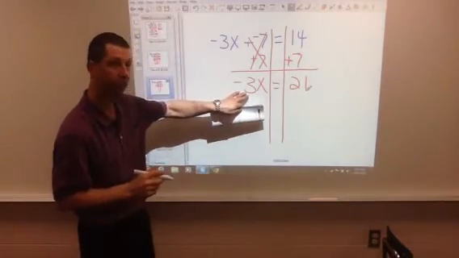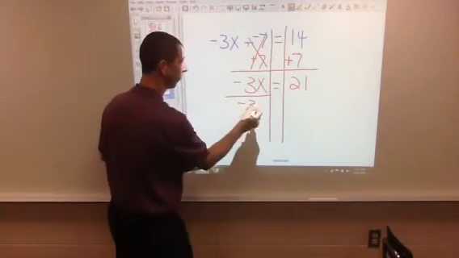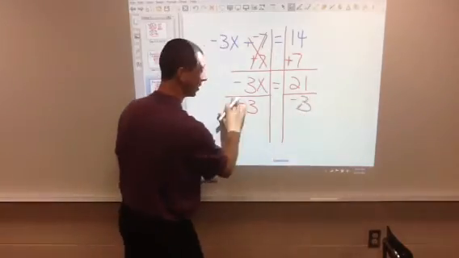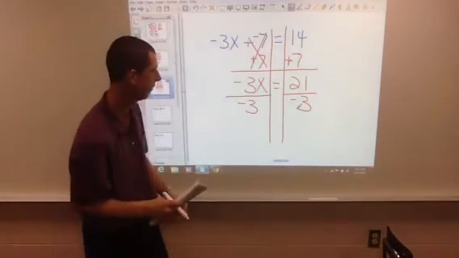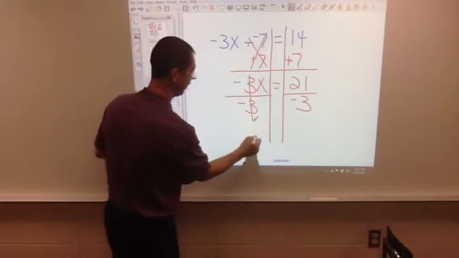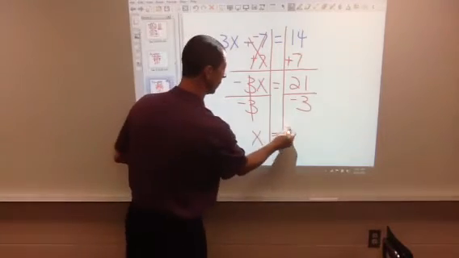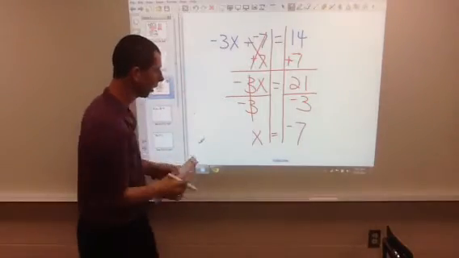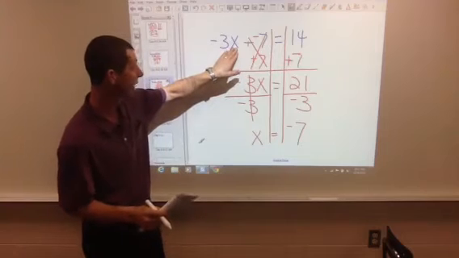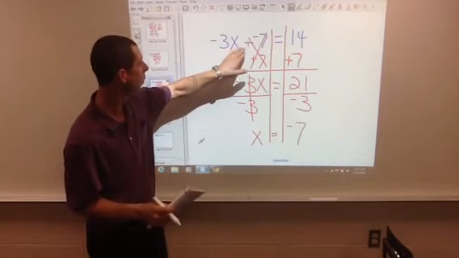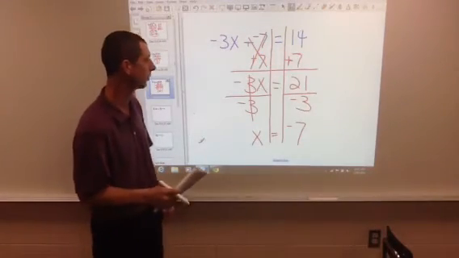Okay, now I have to get rid of my negative 3, and it's negative 3 times x, so I'm going to divide by negative 3 to cancel it out. I have to do the same thing on both sides. Remember, whatever you do on one side, you have to go to the other side and do exactly the same thing, which I've done. Okay, these cancel, so x equals 21 divided by negative 3, which is negative 7. Now once again, take it and try it. Okay, negative 3 times negative 7 is positive 21. 21 plus negative 7 is positive 14, so it does check out.